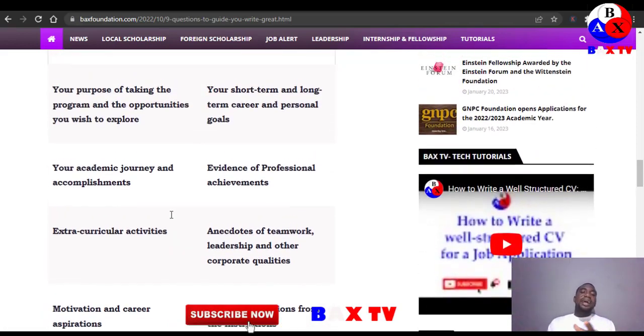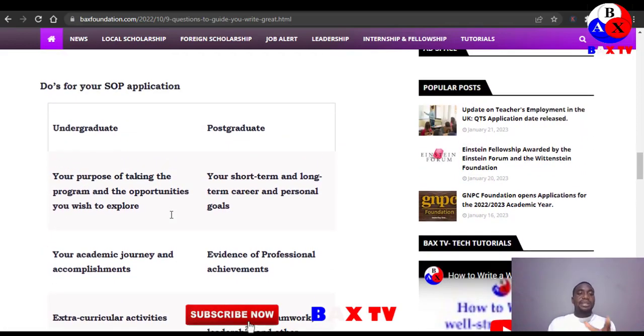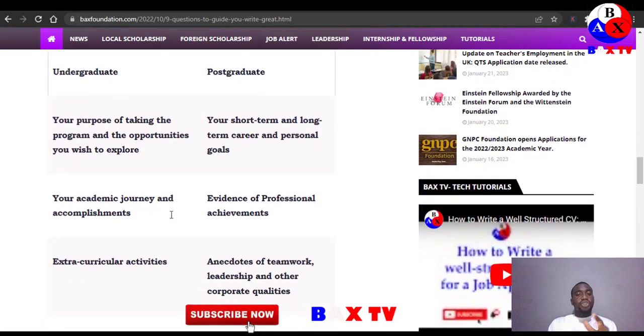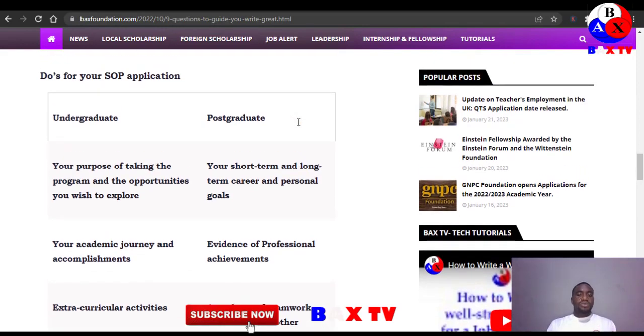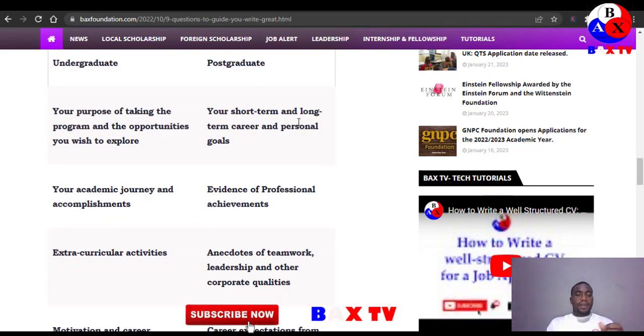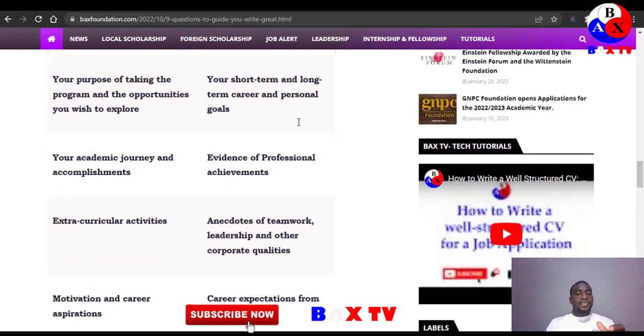Now let's quickly look at the postgraduate, the things you need to do. I mean the do's. Your short-term and long-term career and personal goals. Yes, you need to be featured over here. You need to talk about it here. What are your short-term goals and what are your long-term personal goals? You need to talk about your evidence of professional achievement.